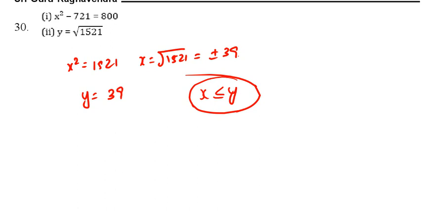75 into 5 is 375, 0.375. So 93.75. So this is 0.375. So into 2.5. Next one should be again into 2.5. 15 into 2, 30. 15 into 0.5, 7.5. We are going to get 37.5. So 37.5 is our correct answer.